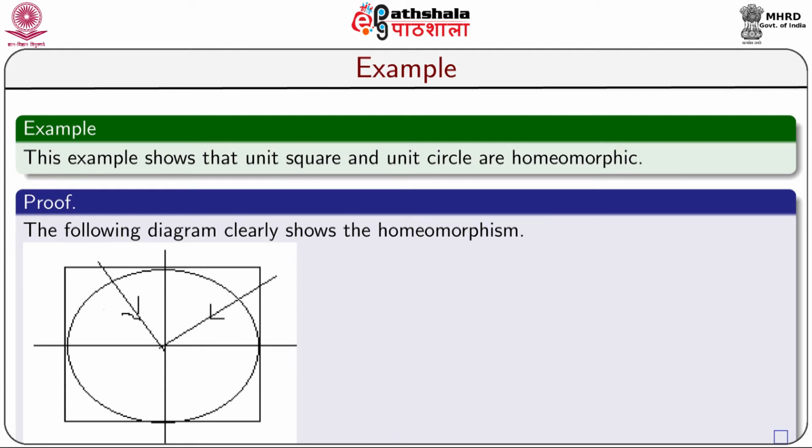Let us produce another example. This example shows that the unit square and the unit circle are homeomorphic. So, this is basically the radial projection. From the given picture, it is clear that we map a point on the square radially to the circle, and in that way we can go back to the square. So, this is another example of homeomorphisms.